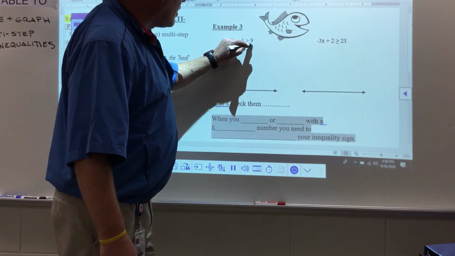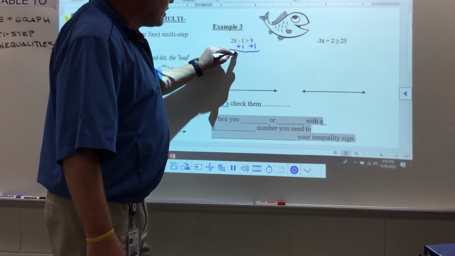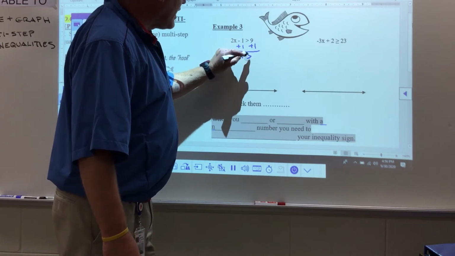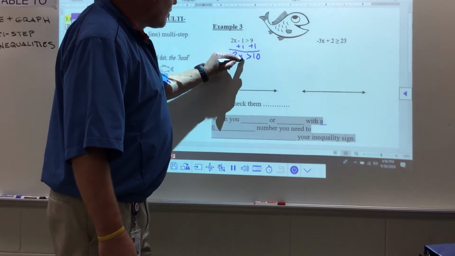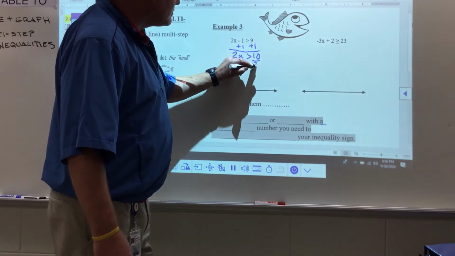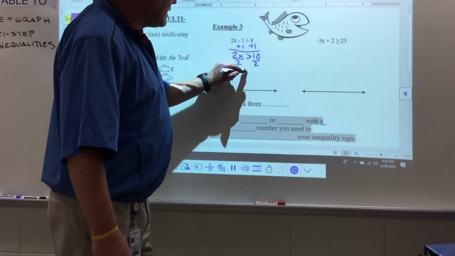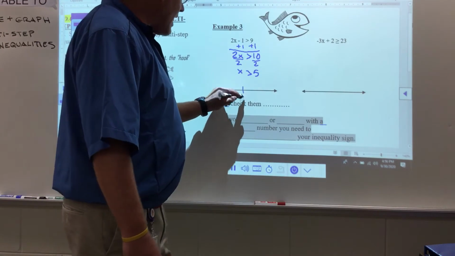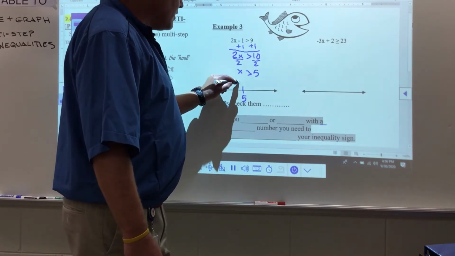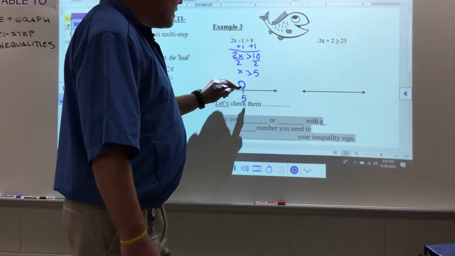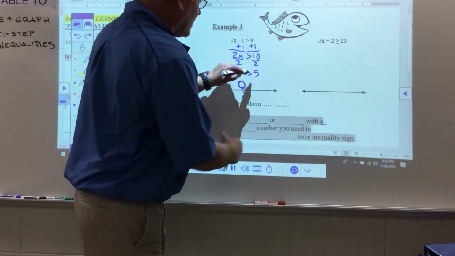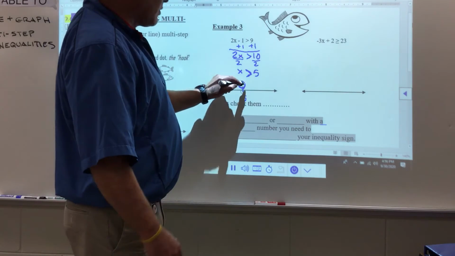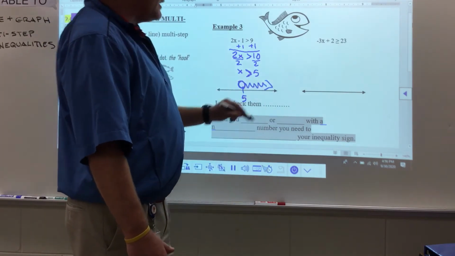So we're going to add 1 to both sides, clean that up. We got 2x is greater than 10. We're going to go ahead and divide by 2. And we have x is greater than 5. So maybe put 5 on our number line. We're going to use an open dot. And x is bigger. The alligator mouth is eating it there. Everybody see it, or the Pac-Man is? Okay, so we're going to shade it to the right.